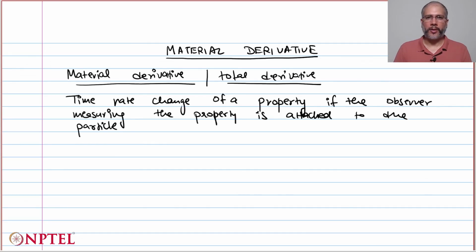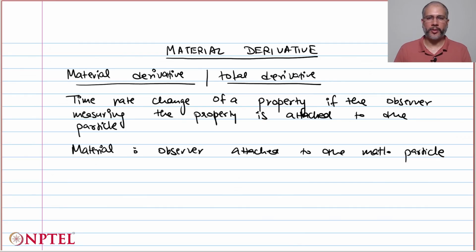So material or total derivative is defined as the time rate change of a property if the observer who is doing the measurement is attached or sitting on the particle while measuring the change of the property. It is called a material derivative because the observer who's making the observation is attached to the material particle while measuring the change. This is very important because the observer must be sitting on the particle while doing the measurement, and that is called material derivative.